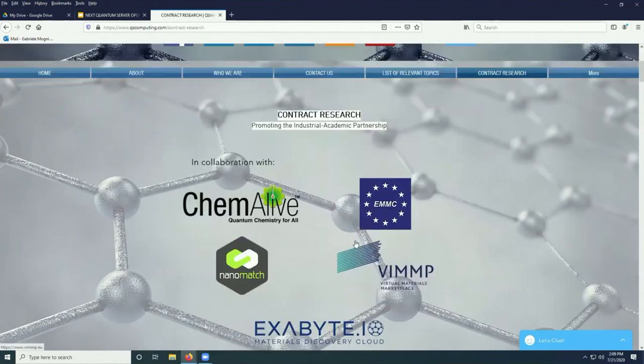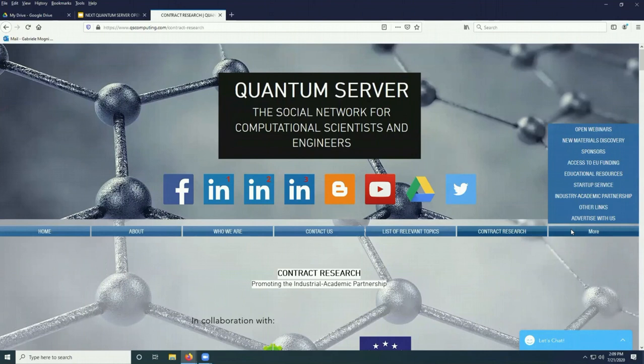And then, as you can see, the Quantum Server website also offers many other services and links to other interesting resources and websites in the world of scientific computing, which, of course, you are welcome to explore at your own leisure.